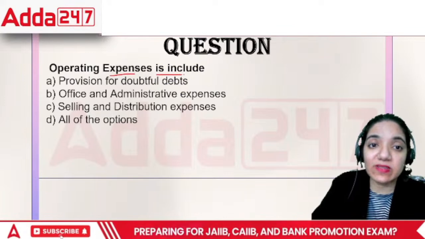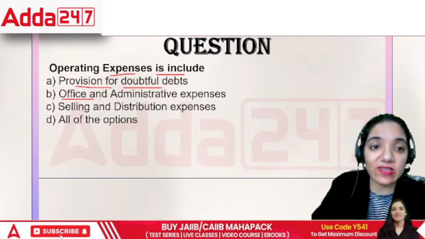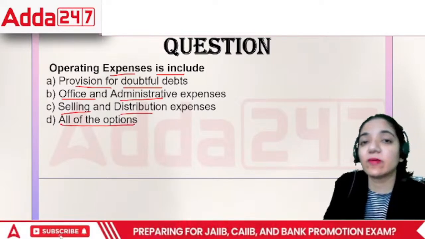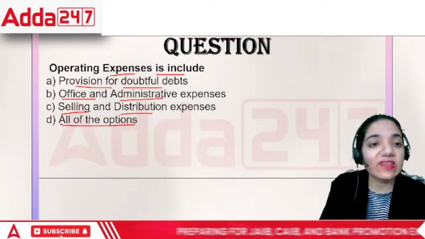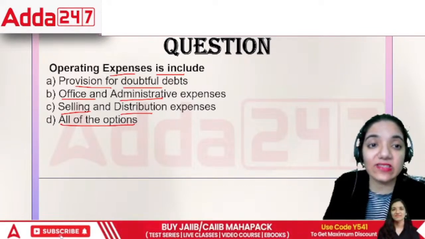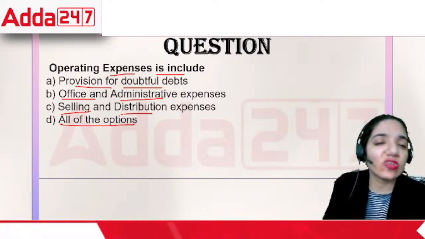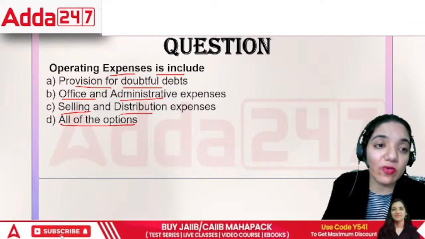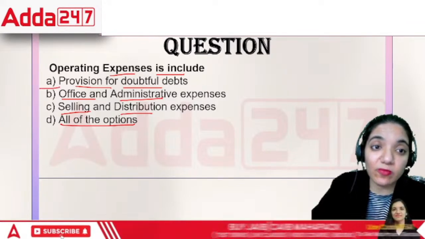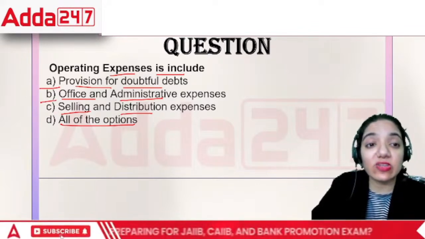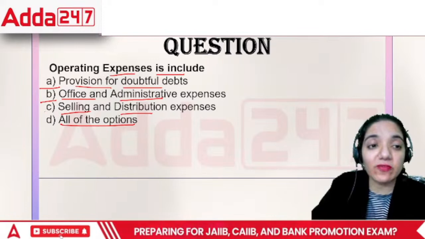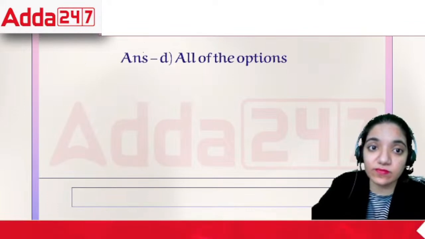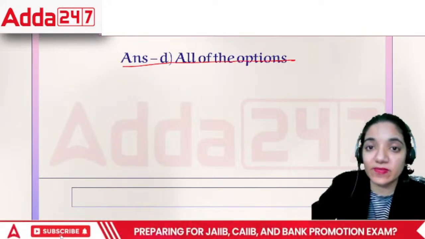Next, operating expenses includes provision for doubtful debts, office and administrative expense, selling and distribution, or all of the above. If we talk about operating expenses, operating means the day-to-day expenses that are happening in the organization. So doubtful debts are a part of it. Selling is also a part of it, because we try to sell the various goods. So when you're trying to sell, we are trying to operate in the best possible way. So provisions for doubtful debts, office and administrative expenses, and selling and distribution are all part of it. So the correct answer is all of the above.